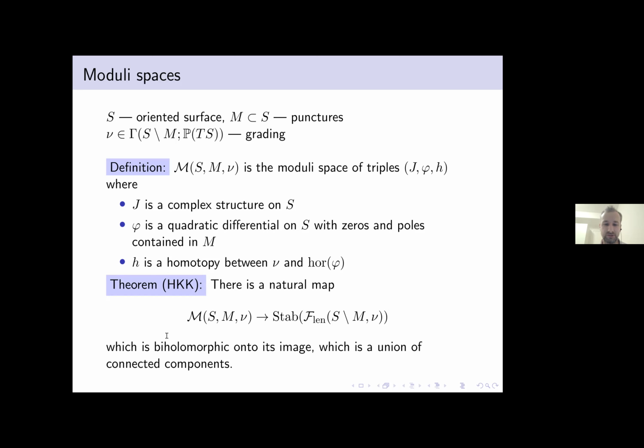So one way to say it is it's biholomorphic onto its image. The image is a union of connected components, so it's not like you're just getting a part of a component from quadratic differentials. But what we cannot rule out is that there are some kind of exotic components which don't correspond to quadratic differentials. Yeah, actually though, a student of Schende, Alex Takeda, proved that this is in fact an isomorphism, at least in the cases where this is the so-called partially wrapped Fukaya category.